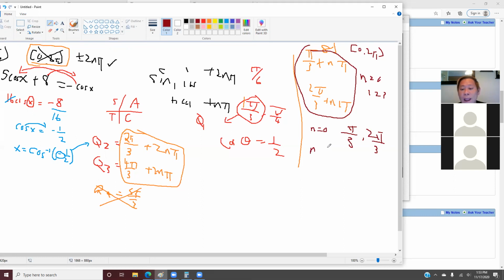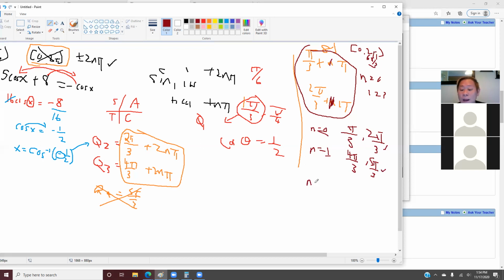But what happens when you plug n is 1? When you plug n is 1, so it's pi over 3 plus pi, right? Pi over 3 plus pi, this is 4 pi over 3. And yes, 4 pi over 3 is in between 0 to 2 pi. 2 pi in this case is the same thing as 6 pi over 3. And then you plug 1 here. So this will become 5 pi over 3. So these are still inside this domain, this interval.